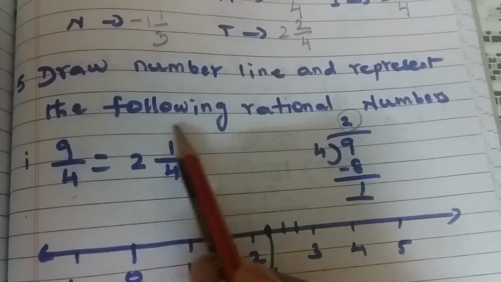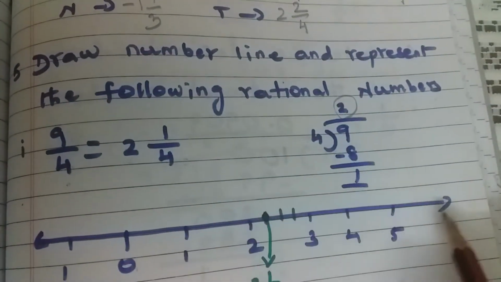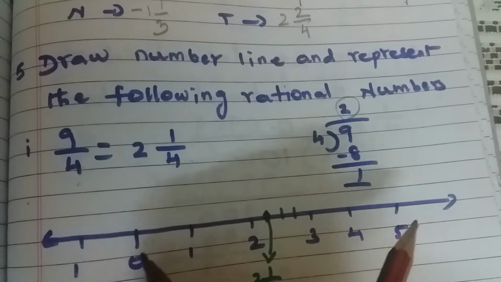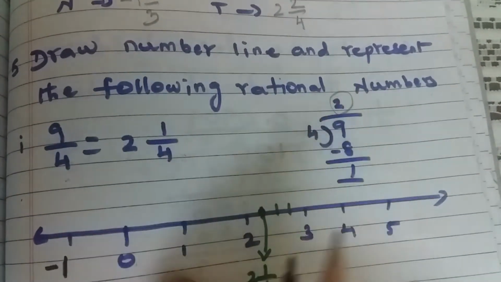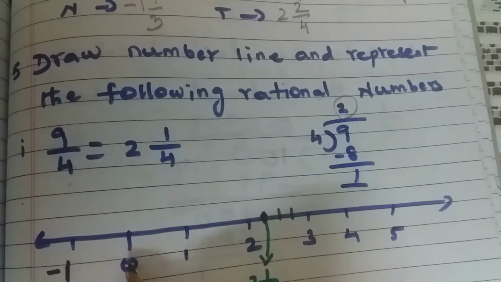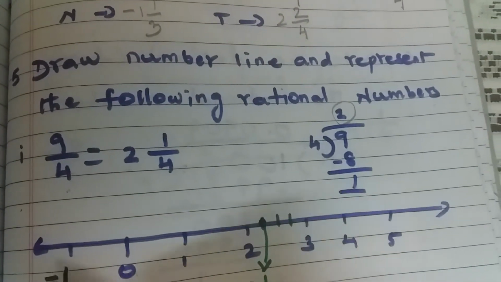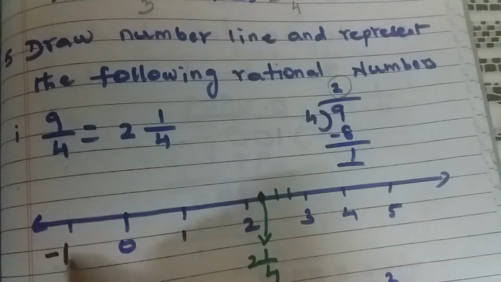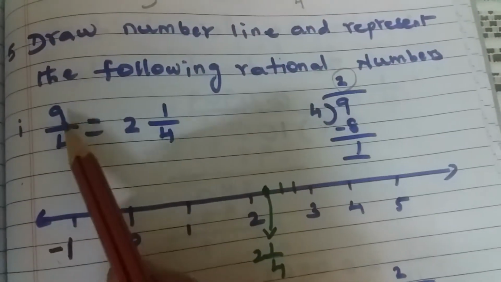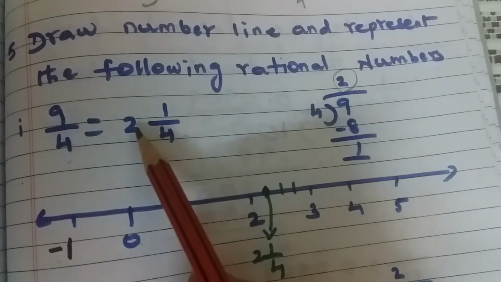Because it is positive, we want the positive side of the number line, so we'll take only the positive side, the longer one. We mark 0 towards the left, and on the left-hand side is -1. And then here 1, 2, 3, 4, 5. Now when you convert into a mixed fraction, it is 2 1 by 4.